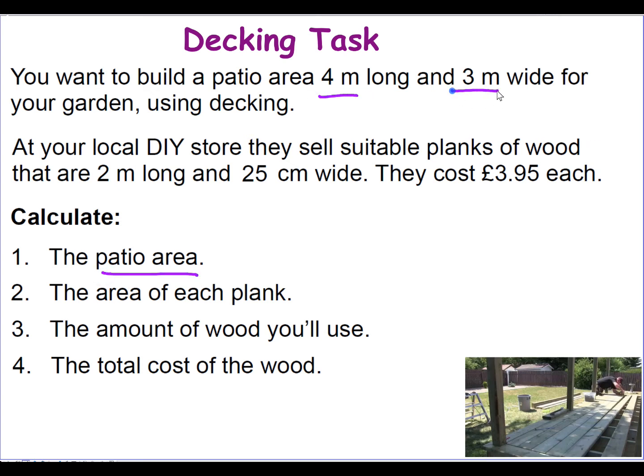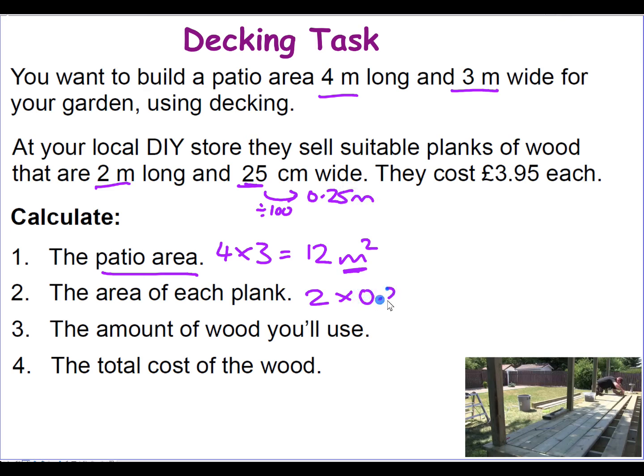So the patio is 4 meters by 3. So if we do that, then we've decided that our units are going to be meters squared. So everything needs to be in meters. So for the plank, I've got 2 meters by, now 25 centimeters needs to be divided by 100 to give 0.25 of a meter. So to work out the area of the plank in meters, it's 2 times 0.25, which is 0.5 of a meter squared.